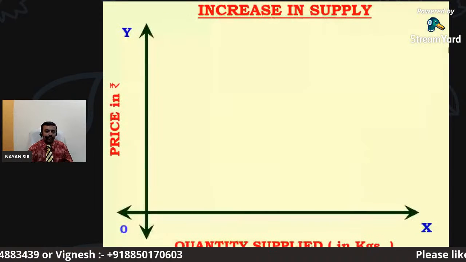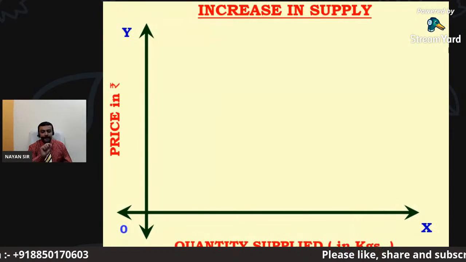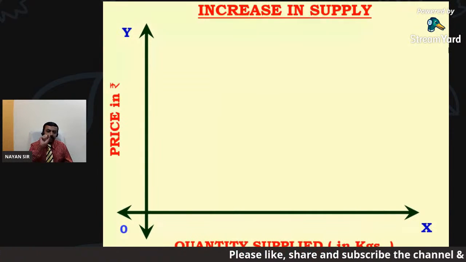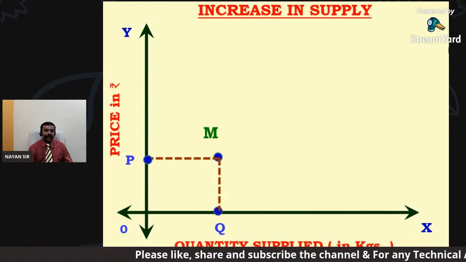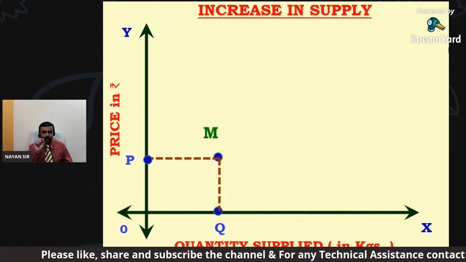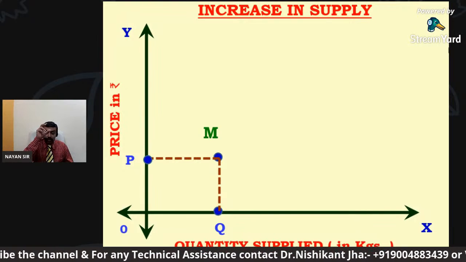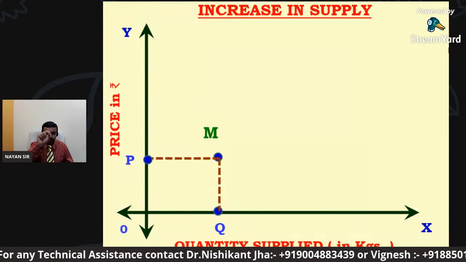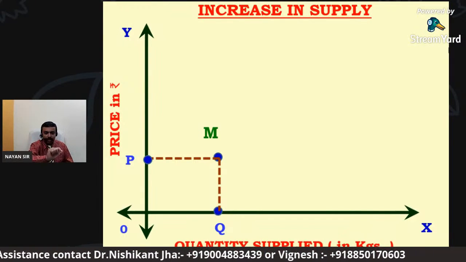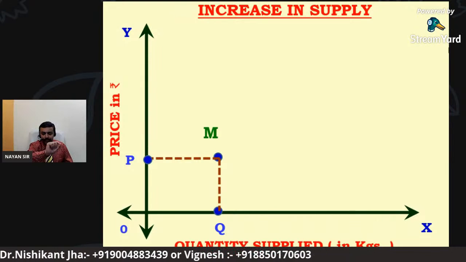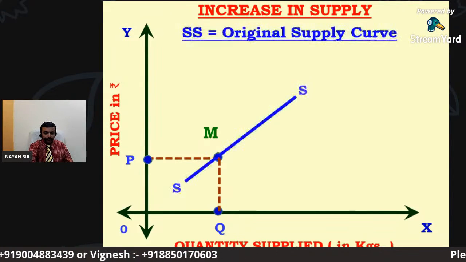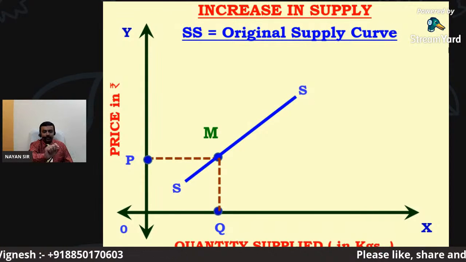This can be demonstrated. Increase in supply: again on the x-axis quantity supplied, on the y-axis price. Let us take hypothetical points P and Q. We are doing this without scale. Scale is not required here. When a schedule is there, scale is required, because you have to plot the points from the schedule. Here, without a schedule, there is no scale. Approximately, we will take P and Q.